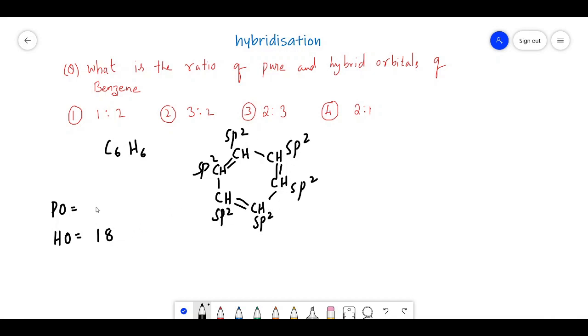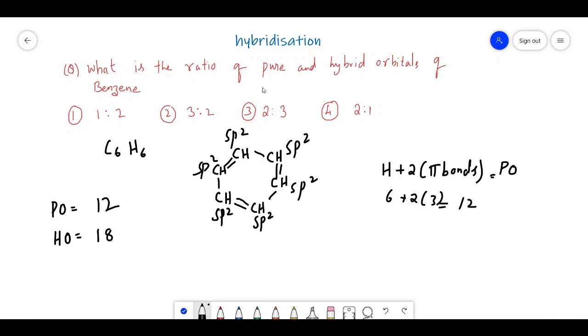When coming to pure orbitals, you just count the hydrogens and 2 into pi bonds. The number of hydrogens is 6, and pi bonds are 3. So it is 6 plus 6, which is equal to 12. If you want, I can write here: the number of pure orbitals is hydrogens plus 2 into pi bonds. I calculated here that the number of hydrogens is 6 and pi bonds are 3, so 2 into 3. So in total you are getting 12.